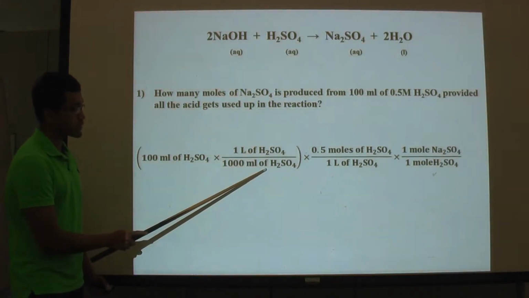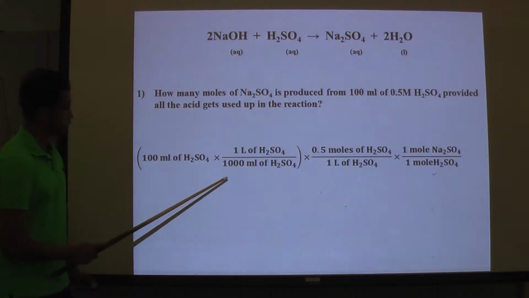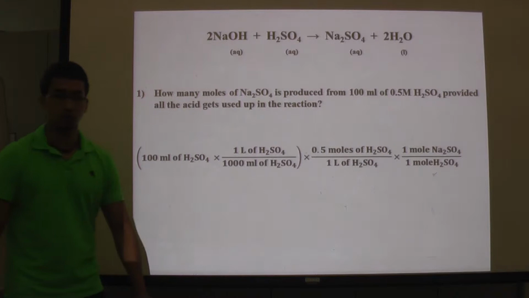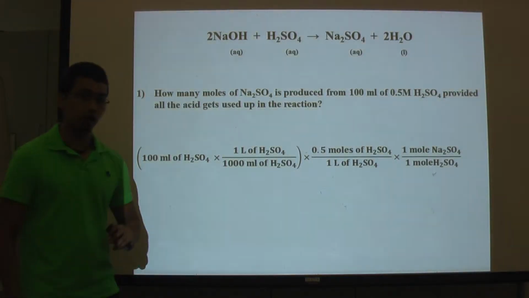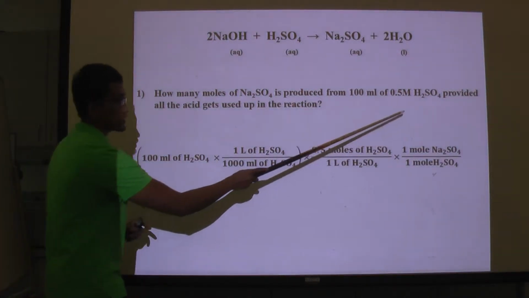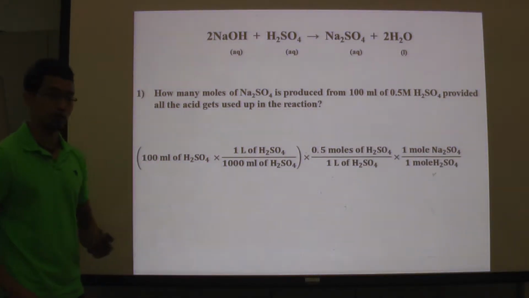Notice that milliliters of sulfuric acid is put down at the bottom so that it actually cancels out, and what we will be left with is liters of sulfuric acid. Once we find out the volume in liters of sulfuric acid, we have to multiply it with the molarity, which is given to us to find out the number of moles of sulfuric acid.